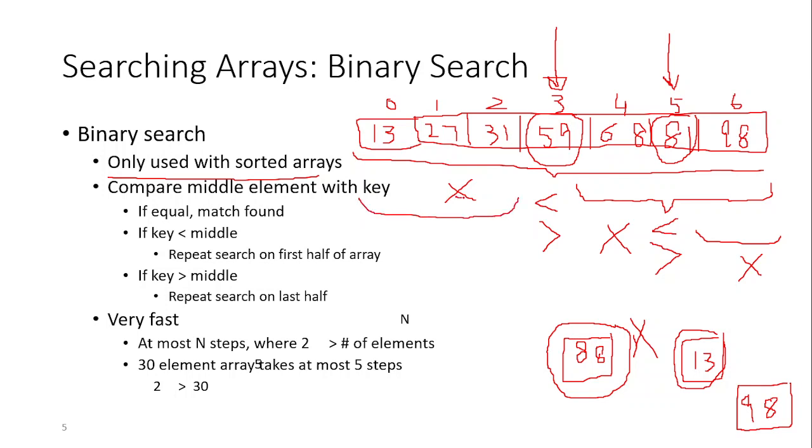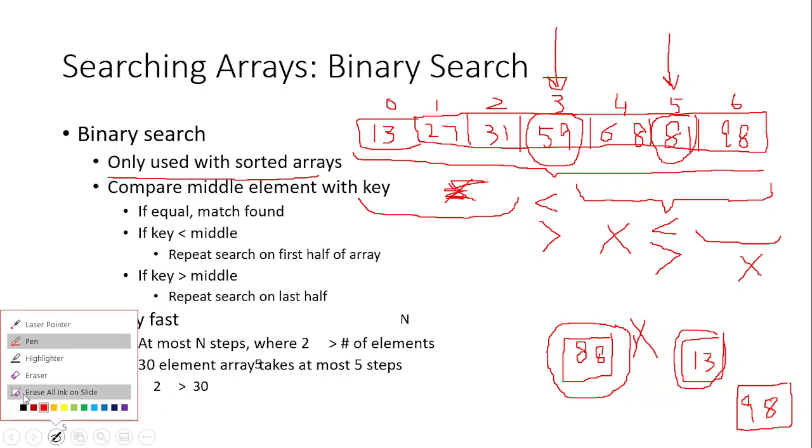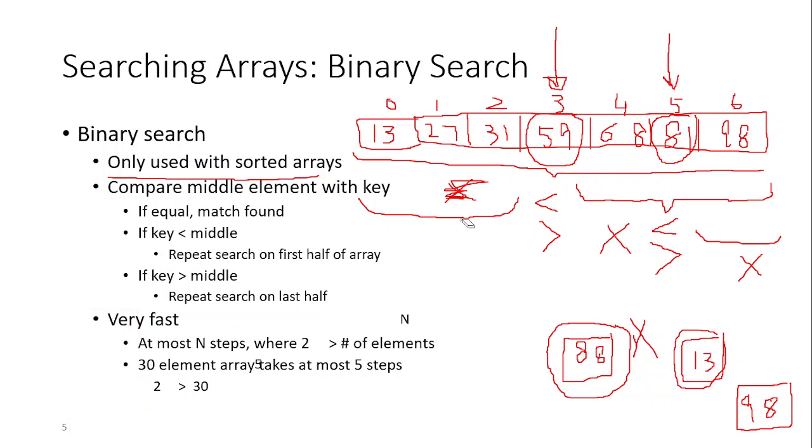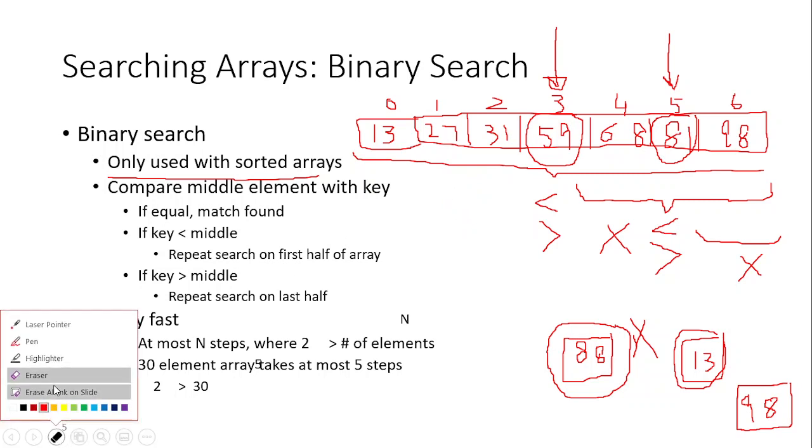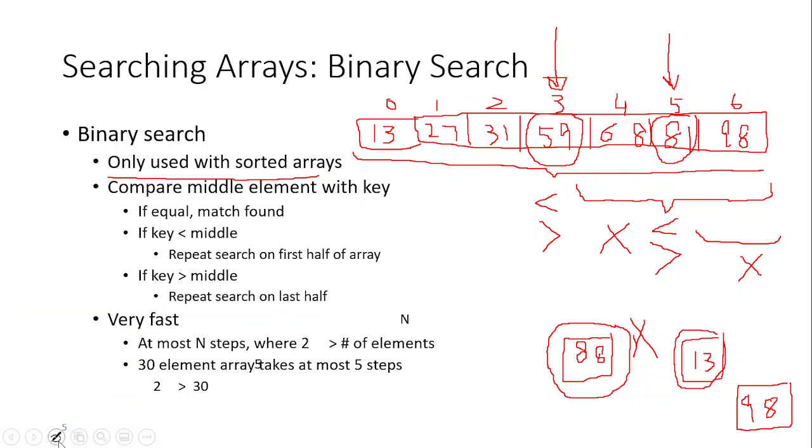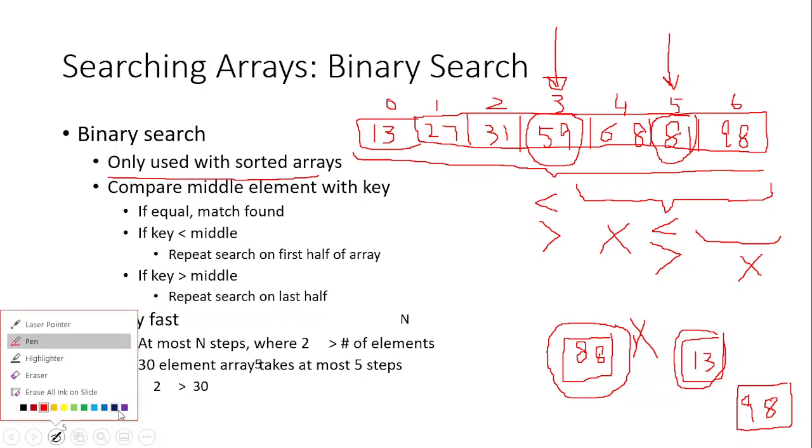Theek hai? Let us erase this thing. 13 does not exist in this half. Is half mein nahi hai. Let me get an eraser. Let us remove this thing and this thing and this thing. Let me hit the pen and change its color. Now we are looking for 13.